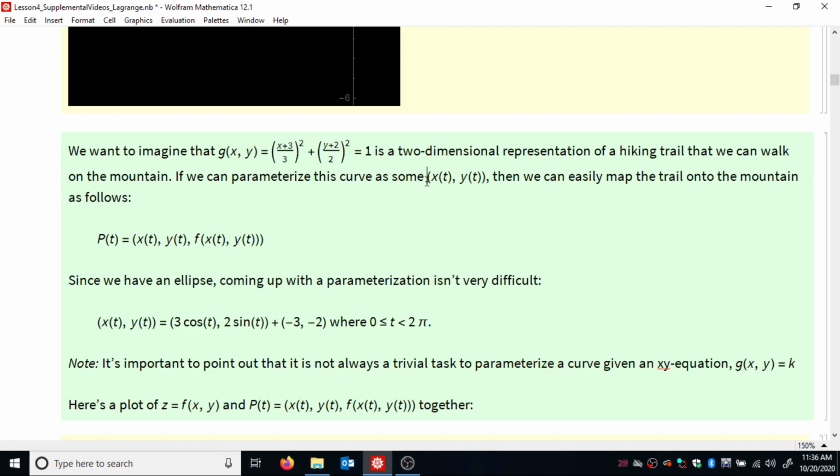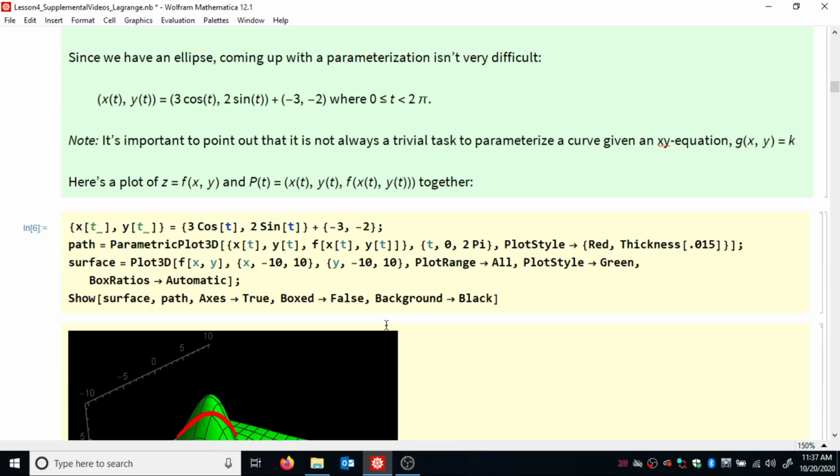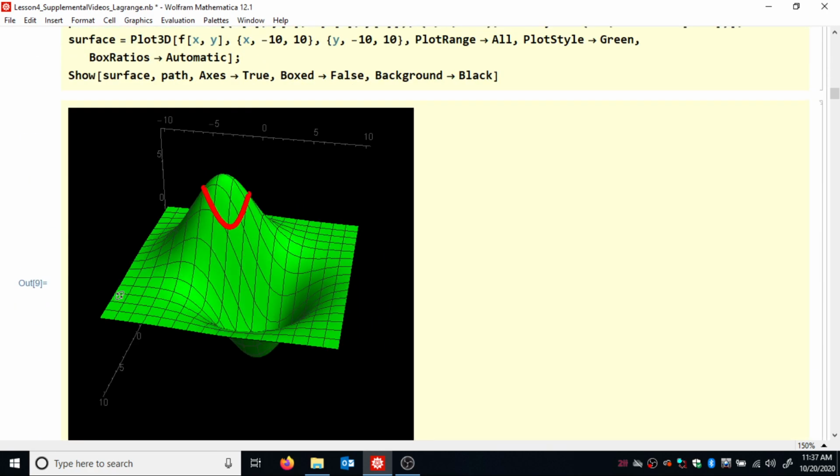So I'm going to come up with some x of t, y of t describing this ellipse. It's 3 cosine t, comma 2 sine t, plus negative 3, comma negative 2. This parameterization is equivalent to my ellipse. And then I can map this curve onto my mountain. I can get my hiking trail by plotting x of t, comma y of t, comma f of x of t, y of t. So here it is. I've got my surface and my hiking trail together.